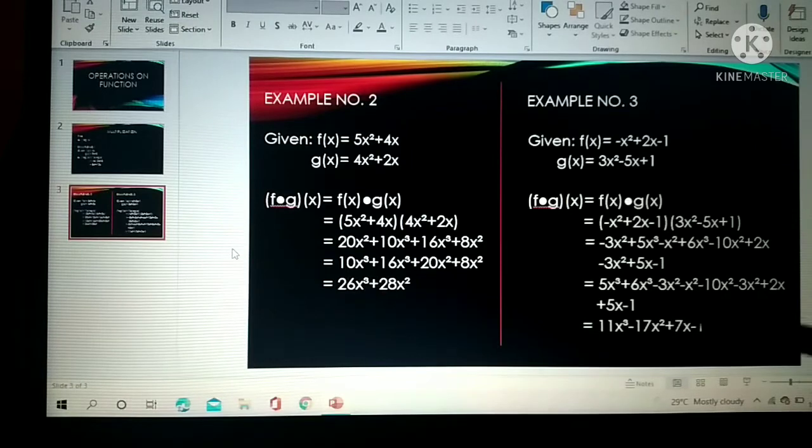So, when we add, if it is a common sign, we need to add and copy the common sign. But if it is negative and positive, we need to subtract. If it is negative and negative, we need to add but copy the common sign. And if it is negative and positive, copy the sign of the bigger number when we subtract. Now, let us proceed to positive 2x plus 5x is equal to positive 7x, and copy the negative 1. So, the final answer is 11x cubed minus 7x squared plus 7x minus 1.